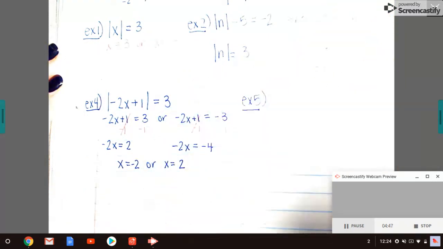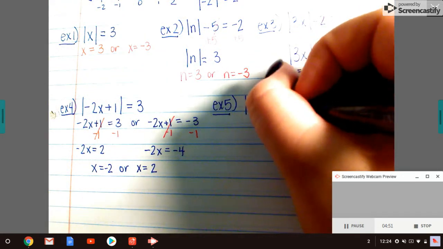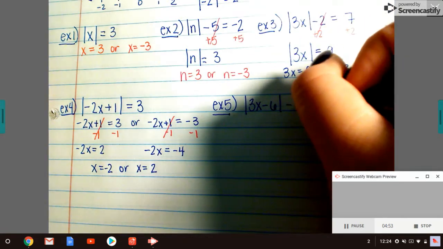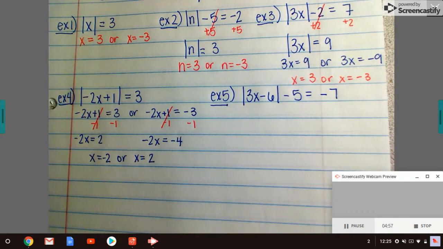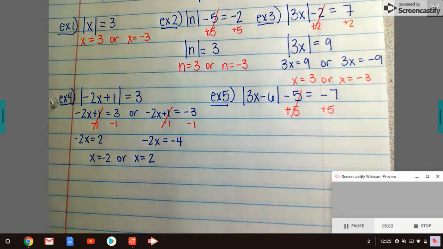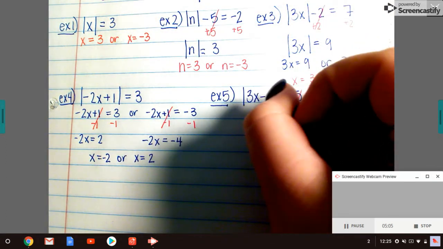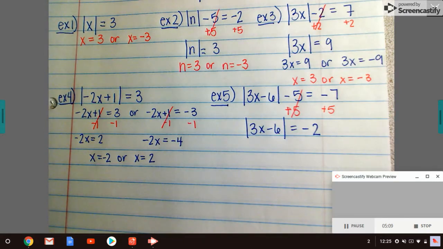Here's the last one we're going to do. It's going to look a little bit different. So I've got the absolute value of 3x minus 6, minus 5 equals negative 7. All right, I want to get the absolute value by itself to start. So let's add 5 to both sides. I've got the absolute value of 3x minus 6 equals negative 2.